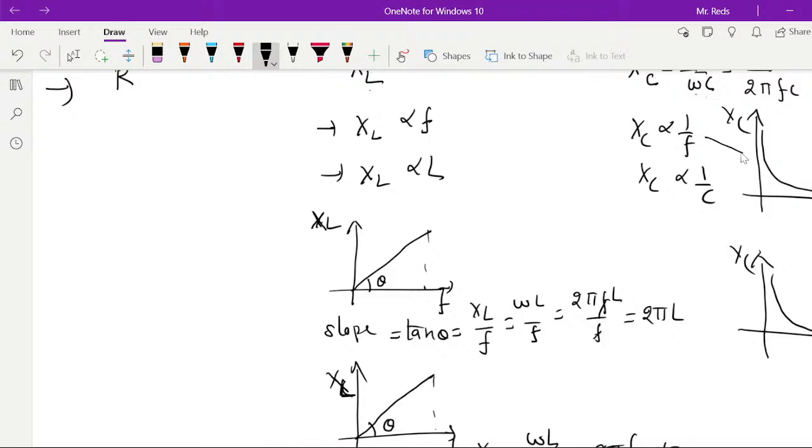This is the XC versus F graph. This is the XC versus C graph. Right? These are a few simple points about pure resistive, capacitive and inductive circuits. Now let us see a few numericals, then let us see LR circuits, CR circuits, etc., if time is available. So now let us see some numericals.